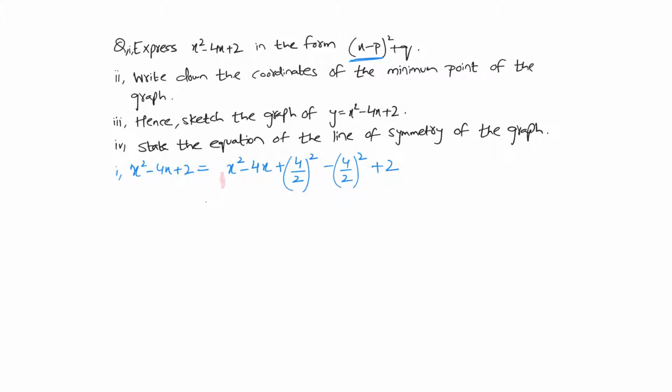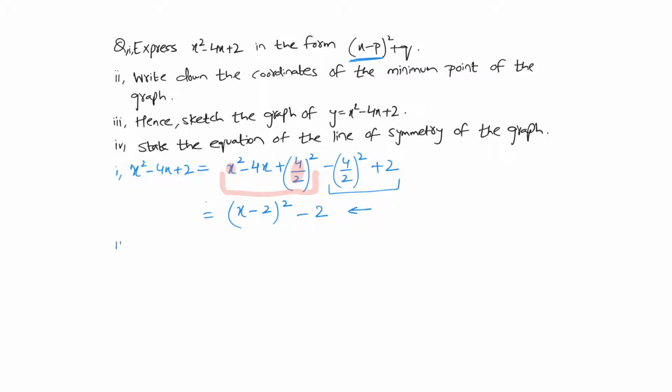Now if you see the first three terms, they are the expansion of (a minus b) the whole thing squared, where your first term is x and the second term would be 4 over 2. So you can write this as (x minus 2) the whole thing squared, and you can resolve the rest of the things further. So this would be minus 4 plus 2, which is minus 2. Hence you have your completing square form.